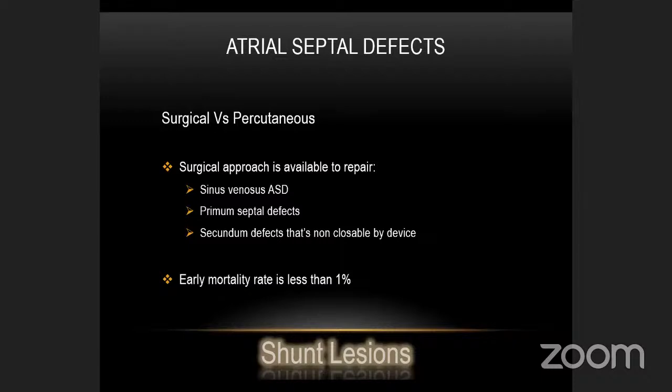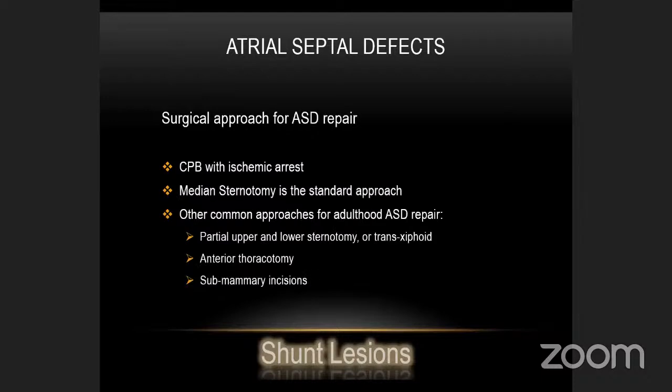The surgical approach is available to repair sinus venosus ASD, primum septum defects, and secundum defects that are not closable by devices. Early mortality rate for surgical ASD closure in adults is less than 1%. ASDs are repaired on cardiopulmonary bypass with ischemic arrest. Median sternotomy is the standard approach. Other approaches for adult ASD repair have become more common to improve cosmetic results, like partial upper and lower sternotomy, trans-xiphoid, anterior thoracotomy, and submammary incisions.